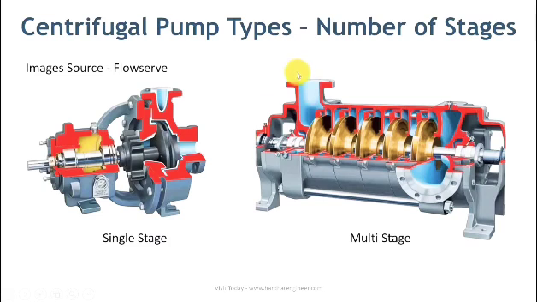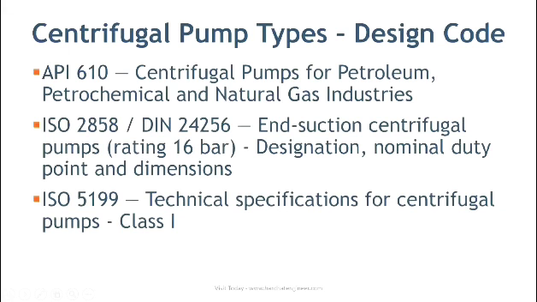Next is the design code. When it comes to using a code for the pump design, these two are used in most cases. API 610, this is the most widely used in oil and gas, petrochemical and similar process industries. It has its own pump classification such as overhung or OH type, vertical suspended or VS, and BB type, which is between bearing.